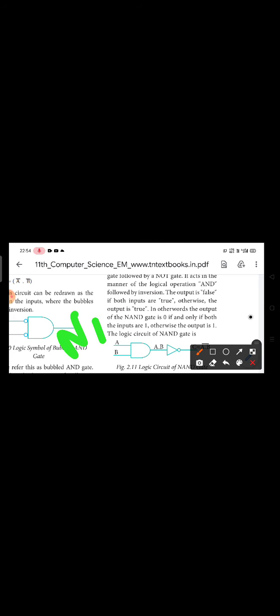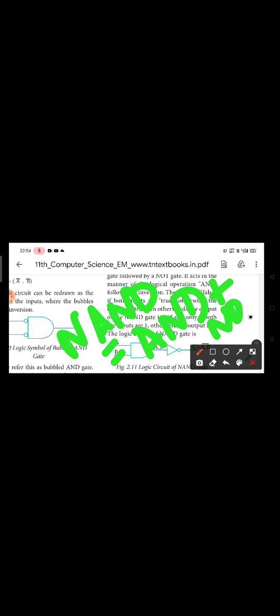Then the NAND gate, so the AND gate followed by the NOT gate. NAND is a combination of AND plus NOT. So first the AND gate, then it goes to the NOT gate. What is the symbol of the AND gate? The AND gate symbol is the D symbol. Then the D symbol is followed by the inverter operator.